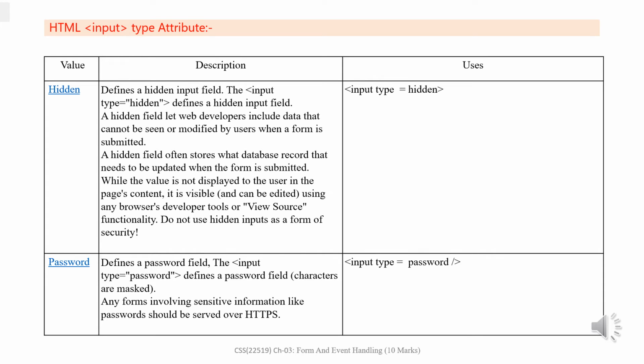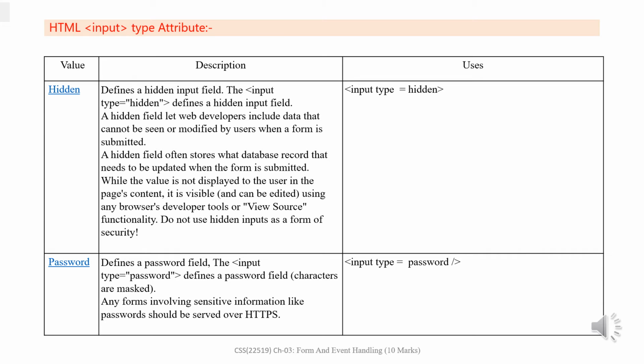So next is hidden. Hidden defines the hidden input field. As the word-to-word meaning suggests, hidden means it defines the hidden input field. The input type equal to hidden defines a hidden input field. A hidden field lets web developers include data that cannot be seen or modified by the user when a form is submitted. Okay, a hidden field often stores what database record needs to be updated when the form is submitted.